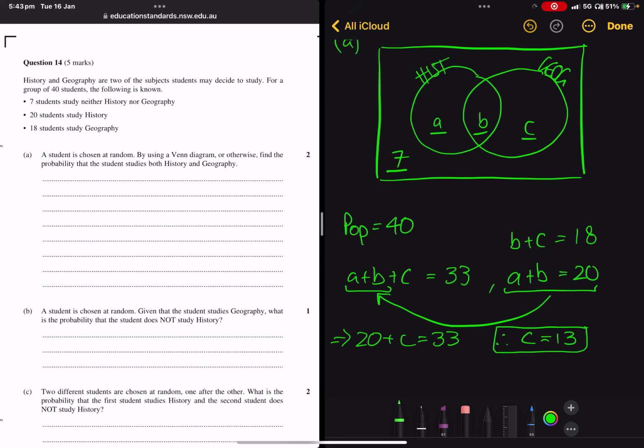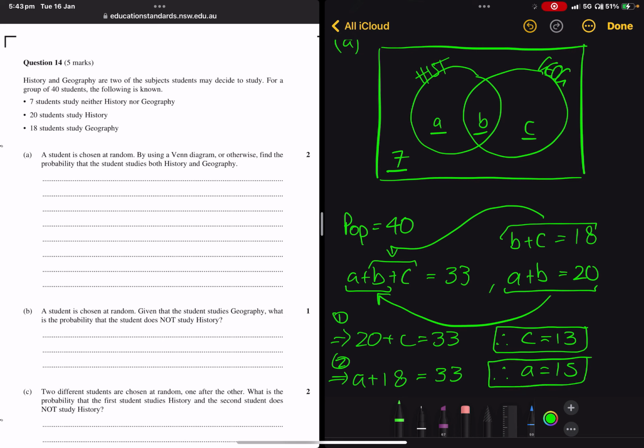But we could have also replaced B plus C with 18. We could have put this in here. This is our first equation. The second equation we could have got is A plus 18 is equal to 33. And this implies that A is in fact 15. So now we've found the number of students who only do history. We've found the number of students who only do geography just by setting this up algebraically. You don't have to do it this way. You could do it another way, but this is one way to do it.